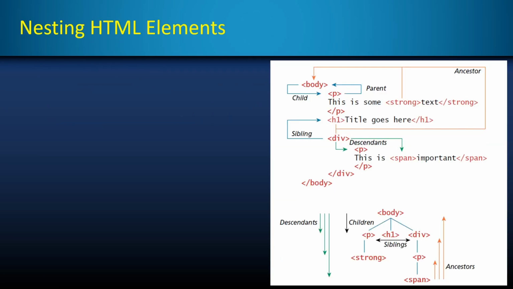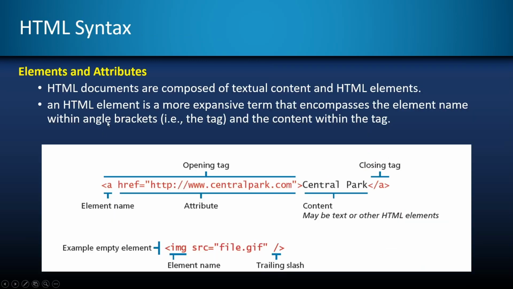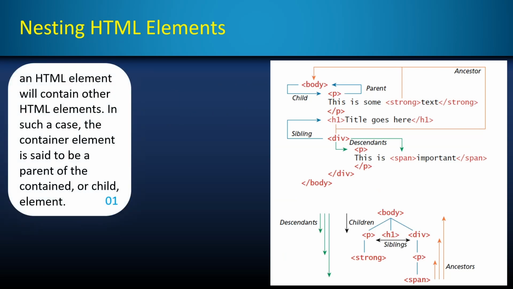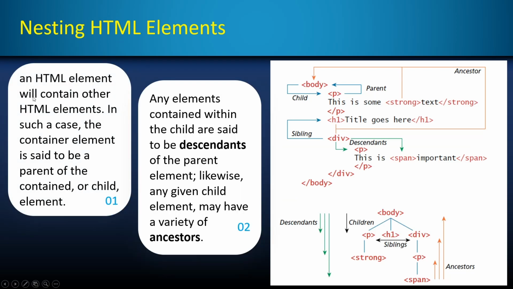Now, nesting HTML elements. You have seen two elements here, one is the anchor tag, another one is the image tag. These tags can be nested under one another. Here an HTML element will contain another HTML element. In such a case, the container element is said to be the parent of the contained or child element. See here, we have a tag called body. This body contains, or nests, another tag called paragraph P. So here body becomes the parent and P becomes the child.